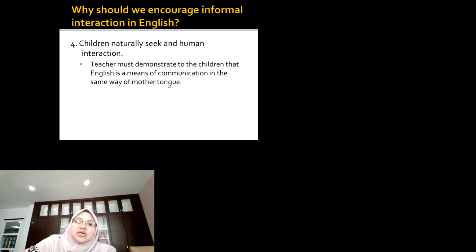And as we all know, children love interacting with others, and children naturally seek human interaction. This is when you must show the children that English is a means of communication in the same way as their mother tongue. Sometimes when you try to speak English, they will say, what is the teacher trying to say? So they must understand that when you speak English, it is just like using your mother tongue or your native language. So you must show that it is a means of communication, exactly like they are using Bahasa or Chinese or Tamil for that purpose.